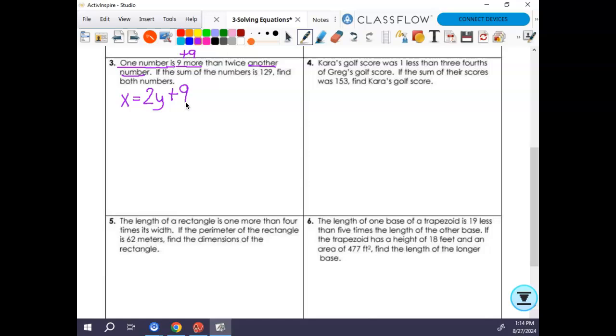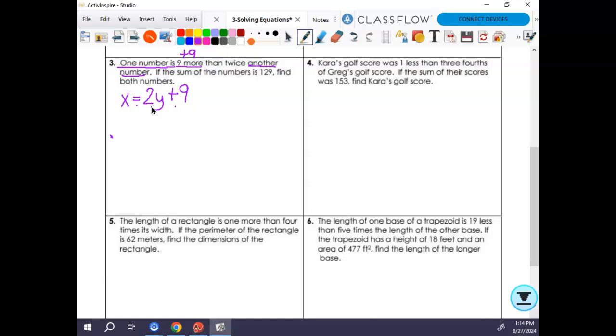Do we see how that came out of that first sentence? One number is 9 more than twice the other number. So "than" just kind of means you don't have to flip them around. It can be 9 plus 2y, but with the negatives, sometimes that just makes more sense for you. Okay, everybody okay with that sentence? All right, so then we move on.